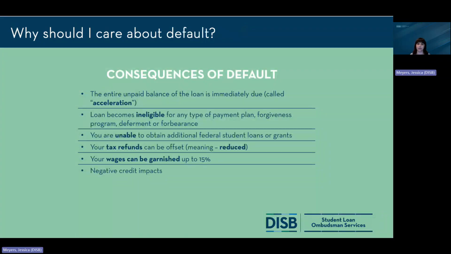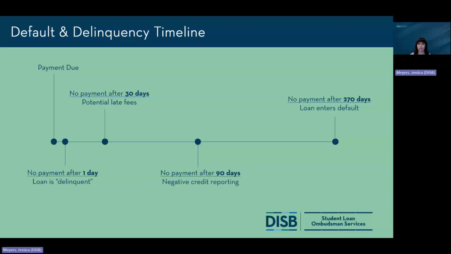What are the consequences of default? You're at risk of default after 270 days of missed payments. There are several consequences of default. For one, acceleration occurs, meaning the entire unpaid balance of your loan becomes immediately due. You aren't eligible for certain payment plans, forgiveness programs, deferment, or forbearance. You can't borrow more federal funds. Your wages can be garnished up to 15%. Your tax refunds can be offset, meaning reduced. And then additionally, you can experience those negative credit impacts that we discussed with delinquency.